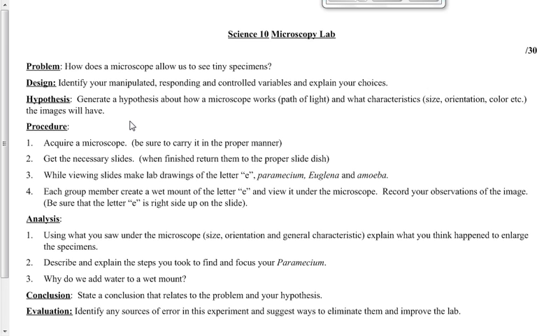You've got to work that somehow into your hypothesis. So generate a hypothesis about how a microscope works. That would be the path of light and what characteristics, size, orientation, color, etc., the images are going to have as a result of that. So an if-and-then statement that includes those things, please. And then obviously identify your manipulated, responding, and controlled variables. Remember to do that part.